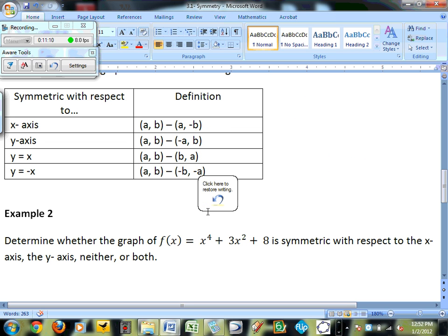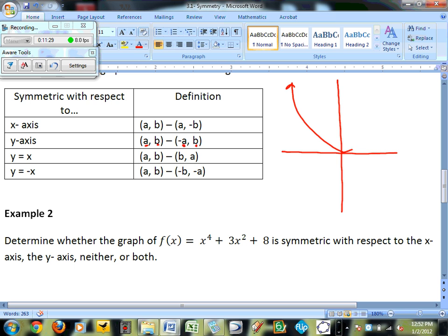The y-axis is saying if I plug in an x and I get a y, and if I plug in the negative value of that x and get still the same y, it's going to be symmetric with respect to the y-axis. So the easiest one I can give you is a parabola again, like this. The equation of a parabola is y equals x squared. If I pick 2 for x, I get 4. And this says, what about negative 2? Does that also get you 4? Well, negative 2 squared is 4, so therefore it's symmetric to the y-axis.